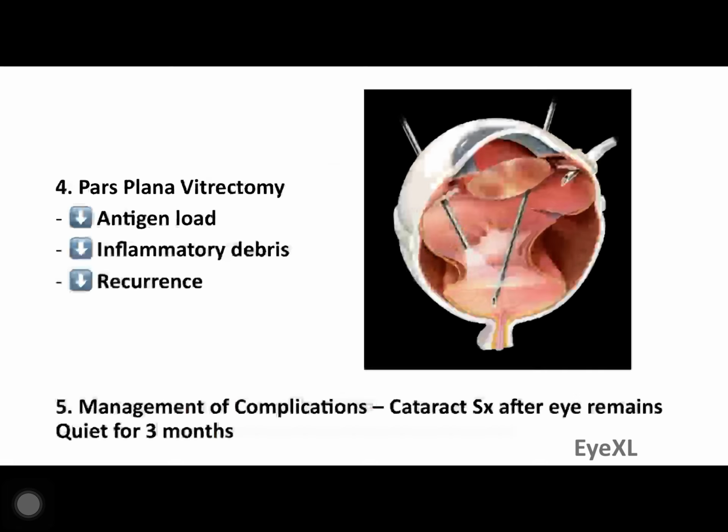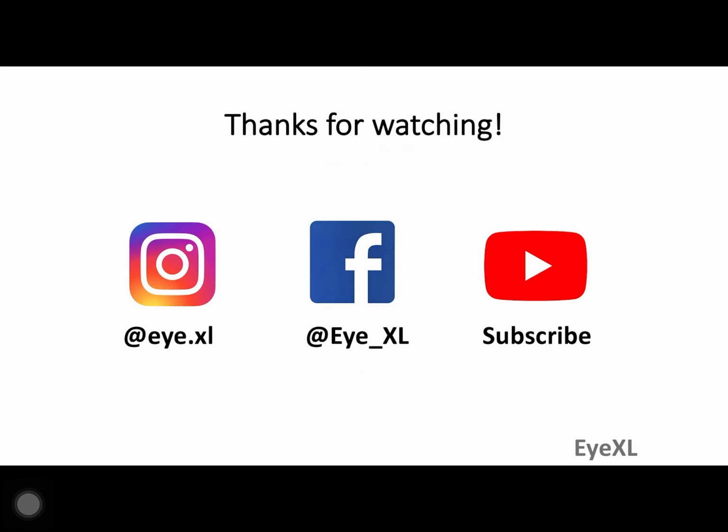And lastly, not a part of the Caplin's 4-step procedure, but an important aspect in the management of intermediate uveitis is the management of complications. This is pretty much the same as anterior uveitis. Cataract surgery has to be performed because usually there will be a secondary cataract in such patients, which is either due to the steroids that we use or because of the inflammatory process itself. So cataract surgery is performed only after the eye remains quiet for at least a period of 3 months. So that takes care of intermediate uveitis.